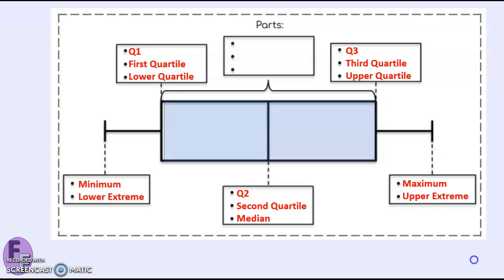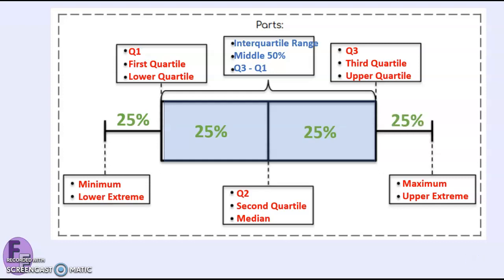The box shows you 50% or the interquartile range of your data set. Each piece of the box and whisker shows 25% of the numbers, or a quarter of the numbers. So your interquartile range shows 50% because it's the entire box.